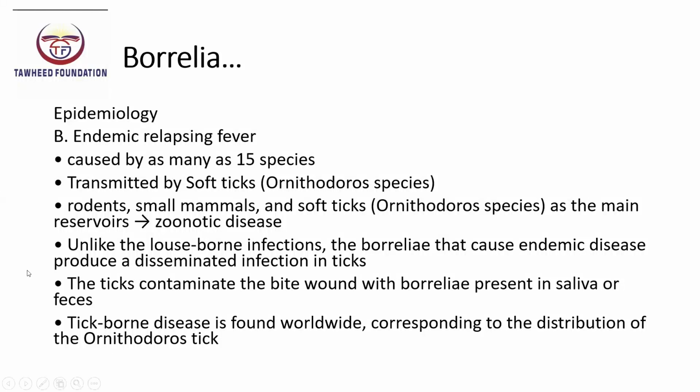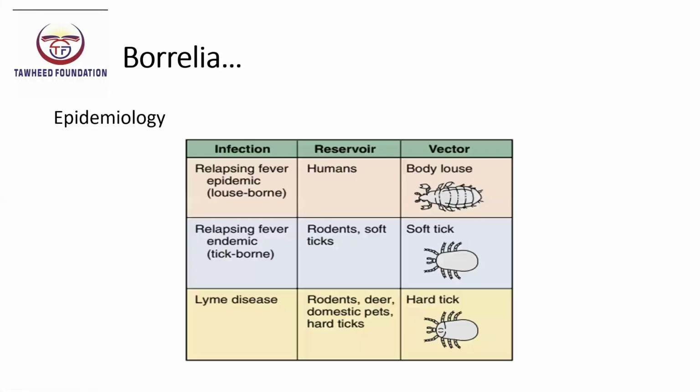So it is caused by as many as 15 species and transmitted by soft ticks, which are known as Ornithodoros species. Rodents, small mammals, and soft ticks act as the main reservoir, and it is also known as a zoonotic disease. Unlike the louse-borne infection, the Borrelia will cause endemic disease, which is produced through disseminated infections in ticks, and the ticks will contaminate the bite wound with Borrelia present in their saliva or feces. This tick-borne disease is found worldwide, corresponding to the distribution of the Ornithodoros tick species.